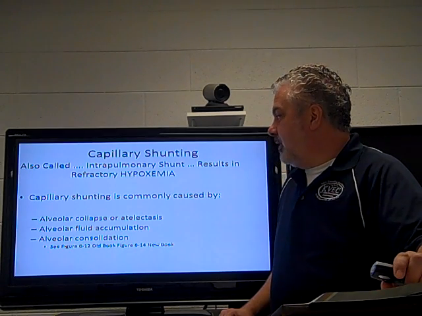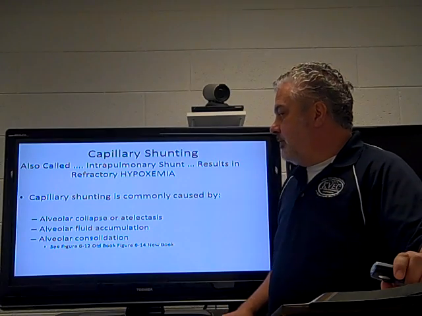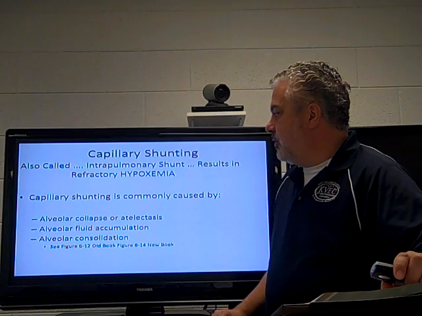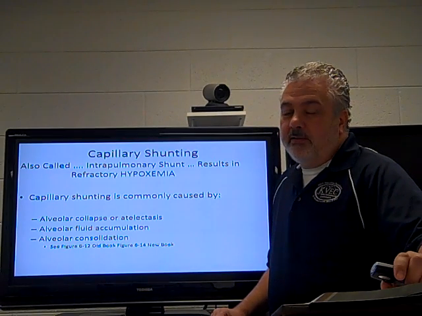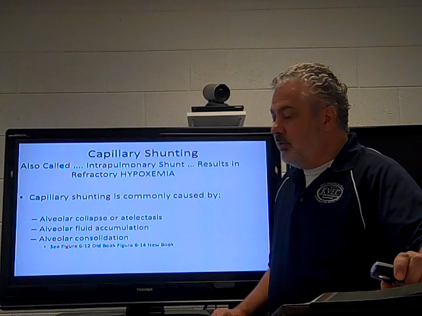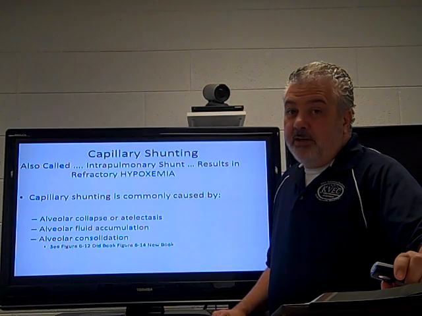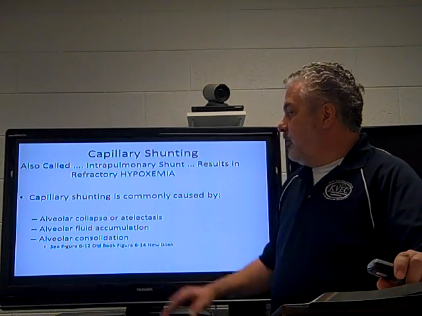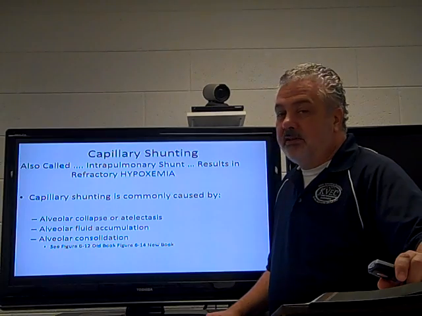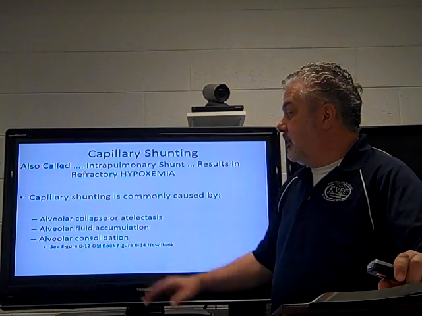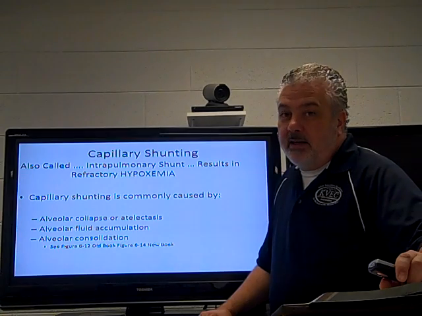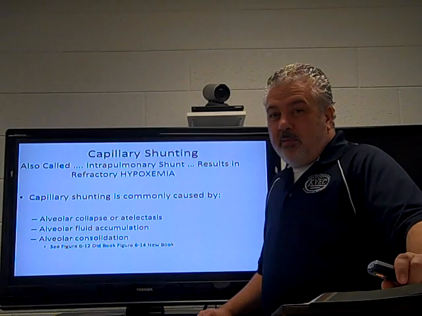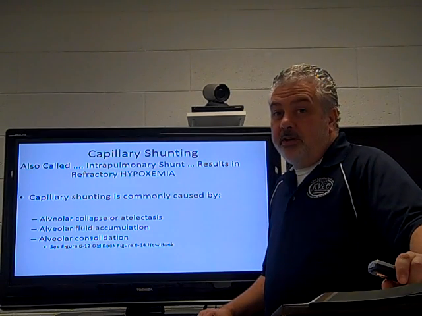All right, common causes of this, and you see this figure in the old book at 612 and figure 614 in the new book, but you basically see a fluid accumulation in the alveoli, which could be pneumonia or pulmonary edema. Consolidation would be pneumonia, and then obviously atelectasis. Any of those would contribute to capillary shunting or intrapulmonary shunting.